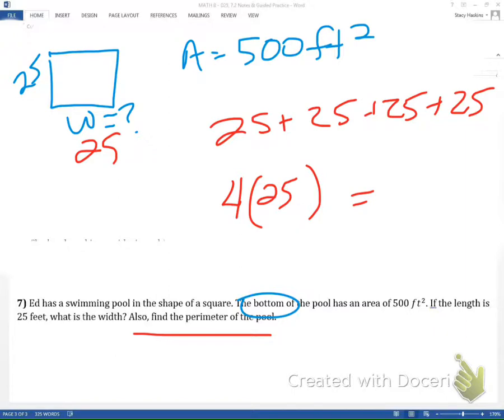A quarter is worth 25 cents. How much do you have if you have 4 quarters? $1. Okay, so 4 times 25 is 100. And what did they want to know? The perimeter. So 100 what? Well, if the original measurements were in feet, so is the perimeter. It's 100 feet. Not 100 feet squared. That's only for area.